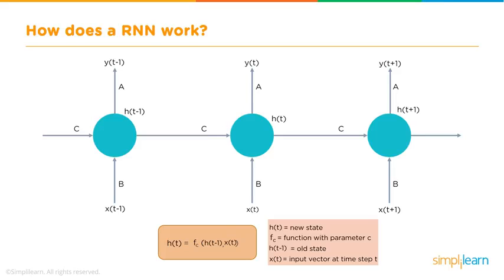And C is based on H of T minus 1. So the Y and the H values are connected to each other. They're not necessarily the same value, because H can be its own thing. Usually we represent this as a function: H of T equals a function of C where H of T minus 1, that's the last H output, and X of T are going in. So it's the last output of H combined with the new input of X, where H of T is the new state, F of C is a function with the parameters C, that's a common way of denoting it, H of T minus 1 is the old state coming out, and X of T is an input vector at time step T.